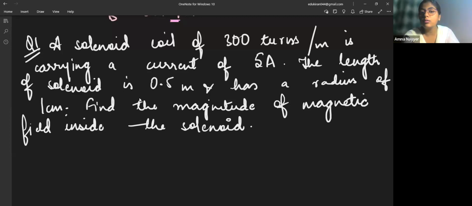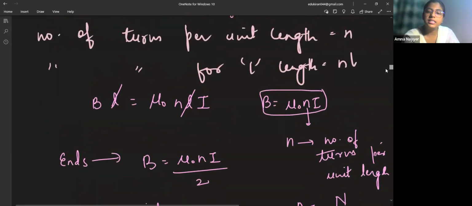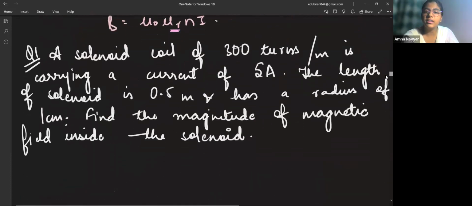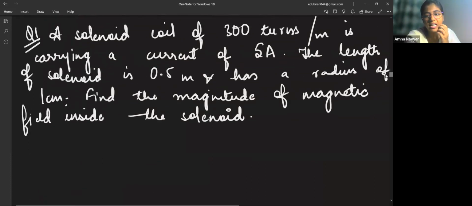So how will you decide which formula you have to use? Two formulas we have studied. If it's a long solenoid, we use B is equal to mu naught n i. And for short ones, we use mu naught n i by 2 if we are talking about the ends. So here, how would you determine whether it's a long solenoid or not? It's not given that the ends of the solenoid extend up to infinity. So how will you decide now?